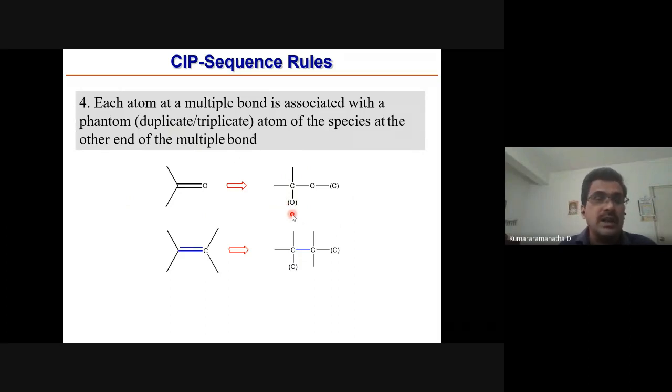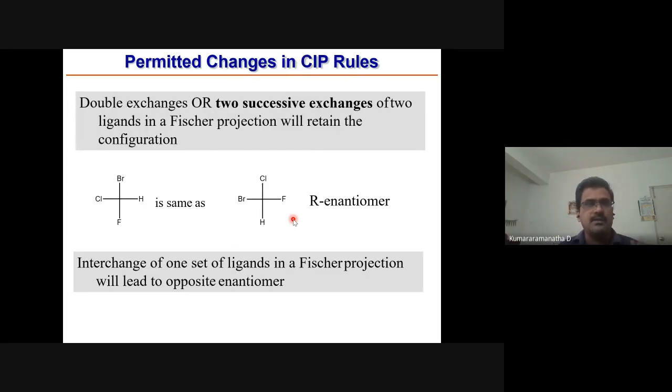And accordingly analyze. Okay, what is the set of rules which you can follow? Next, as we have shown in the first rule, what are the permitted changes in CIP rules? Like if you can see that bromo fluorine, if you change, we can change from R to S.